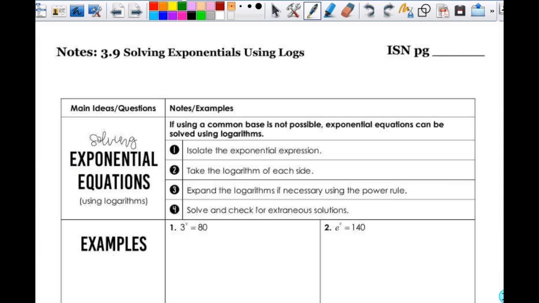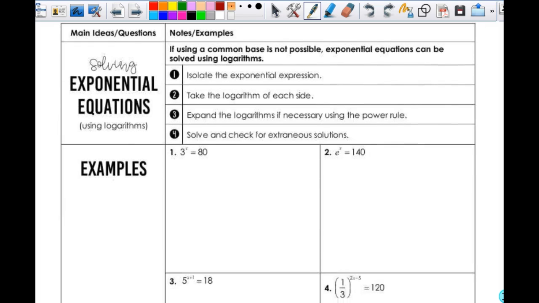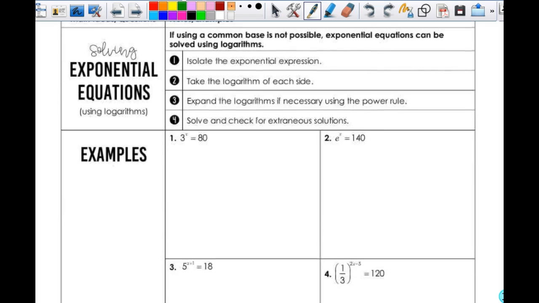79. All right, so page 79 when we're done. So we're going to solve exponentials using logs. We're not even going to be able to get a common base for the exponentials this time. So we want to isolate the exponential expression just like we did before, and we're going to take the log of each side. That's how we have to get the variable out of the exponent. We expand them if necessary using the power rule and solve and check for extraneous solutions.